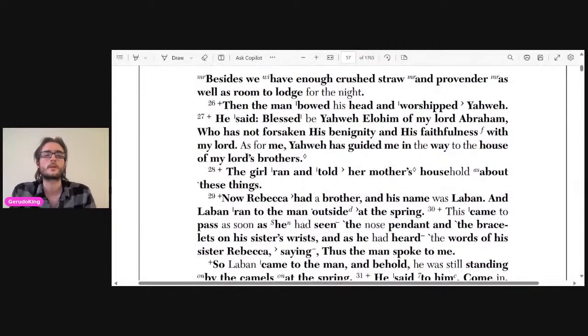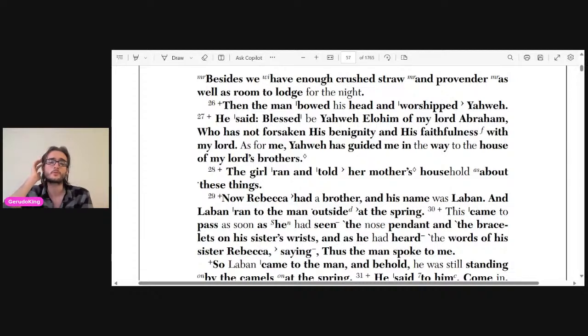She further said to him, "Besides, we have enough crushed straw and provender as well as room to lodge for the night." Then the man bowed his head and worshipped Yahweh and said, "Blessed be Yahweh Elohim of my lord Abraham, who has not forsaken his benignity and his faithfulness with my lord. As for me, Yahweh has guided me in the way to the house of my lord's brothers."